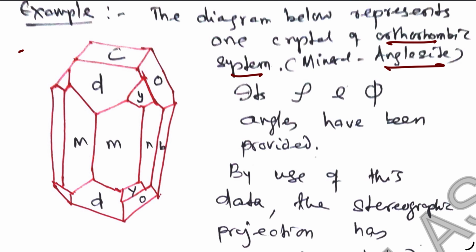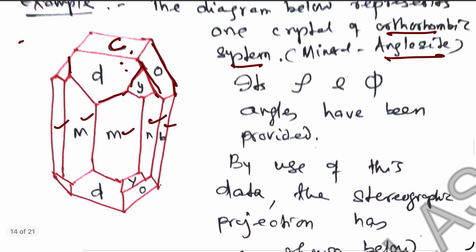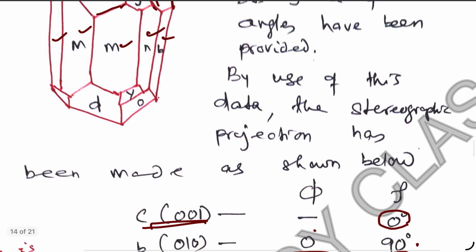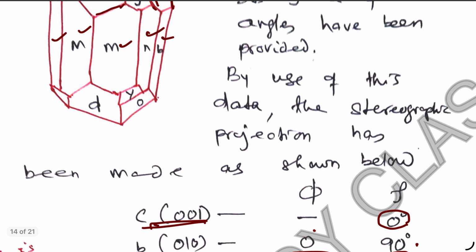This is the basal pinacoid. These are the pyramidal faces. These are the prism faces, or the vertical faces. This is a pyramidal face. We know the angles between these faces, and we have converted these angles into rho and phi.